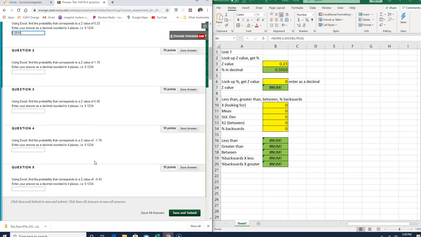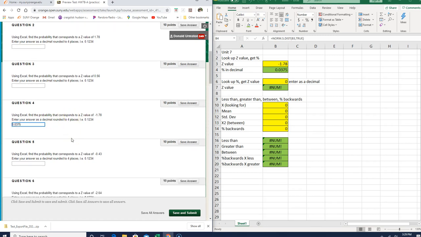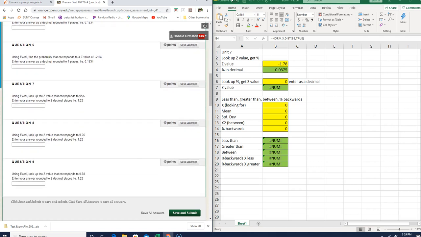Okay, jump into question 4. This is a negative z value. They still want to look up a z value, but a z value of negative 1.78. So again, over to my spreadsheet, and this time I'm literally going to put in a negative sign, 1.78 for my z value, and I get a value of 0.0375. Okay, let's jump down to, and I'm skipping questions because they're repeats of the same type of question. You'll see that. Jumping down to number 7.